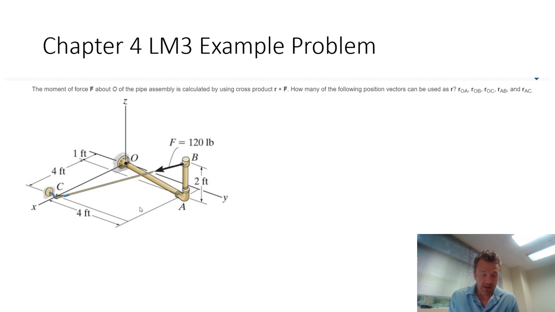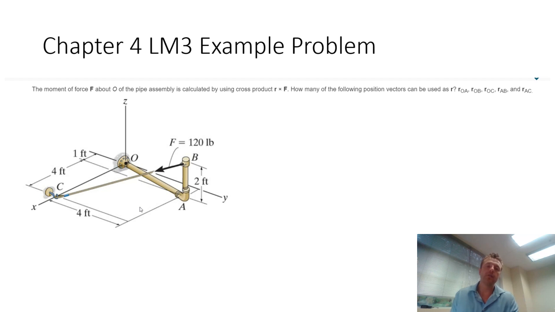So remember that we can use any position vector as long as it starts at point O and ends along the line of action of the force. And not to beat a dead horse, because we talked about this quite a bit, but when you talk about the tensile force that's exerted by a cable on a support structure like this, its line of action is directed perfectly along the cable itself.